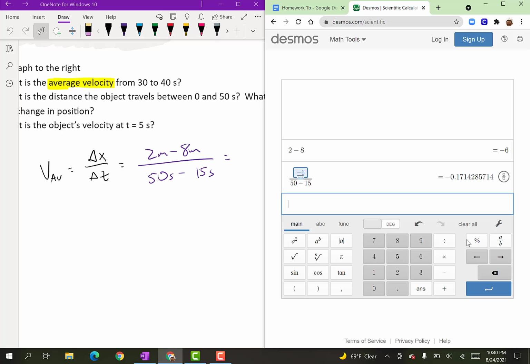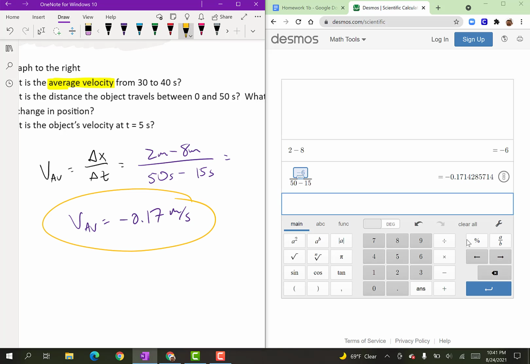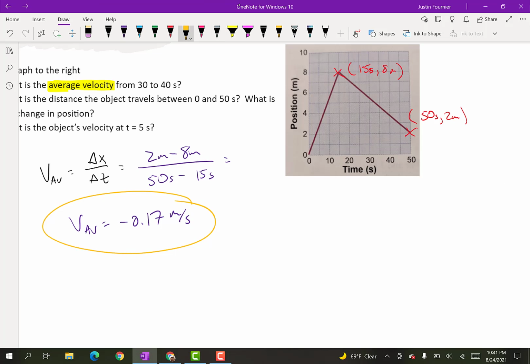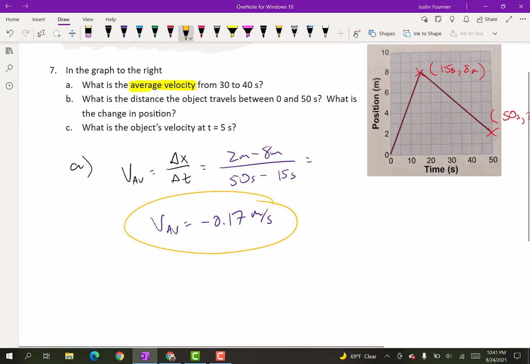And I get negative 0.17. So my average velocity is negative 0.17 meters per second. So you want to round, and there we go. That's what I get there. Awesome. All right, now let's do part B.